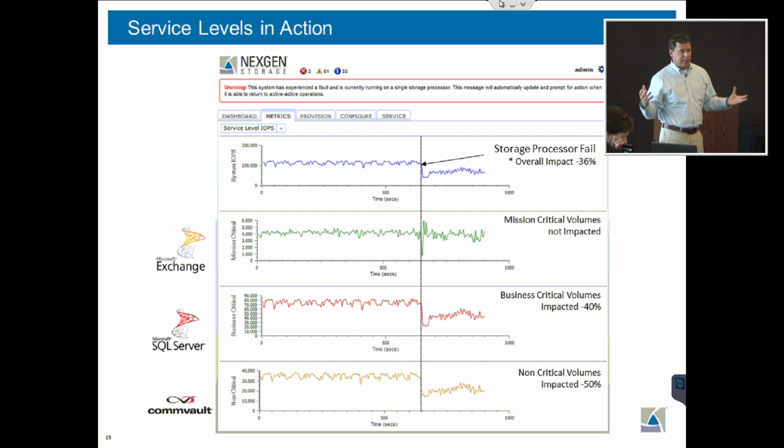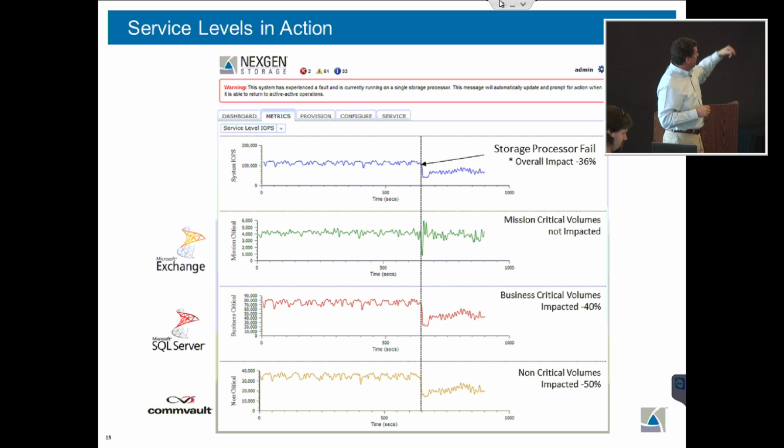So we're active, so both controllers are contributing to performance. When you lose half of it, you lose half the system performance. What you see is that the system drops by 36%. The mission critical volumes were not impacted. You see a little blip, a microsecond blip, but then we immediately catch back up to where we need to go. That shows the real-time nature of what we're doing, because we're managing and looking at all of the blocks and inspecting them as they're coming in and going out.